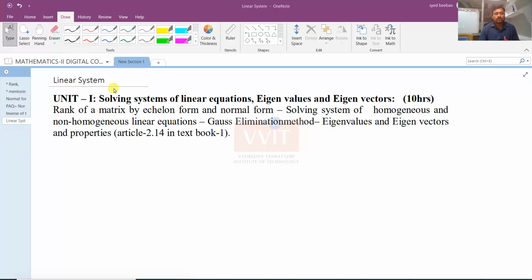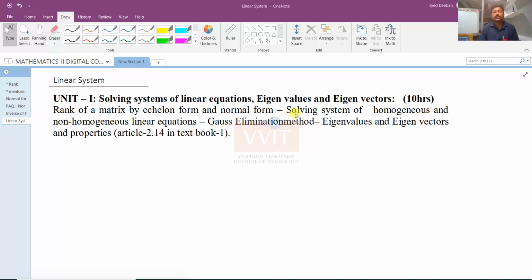And so far we covered the basics of matrices, and in that, rank: the basic definition, how to compute the rank, especially in echelon form and normal form, and a little extension of the normal form, which is extracting two non-singular matrices from the given matrix by reducing the given matrix into normal form. And also we computed the inverse by using the Gauss-Jordan method. So these are the topics we covered so far.